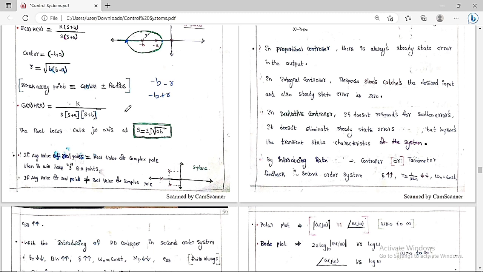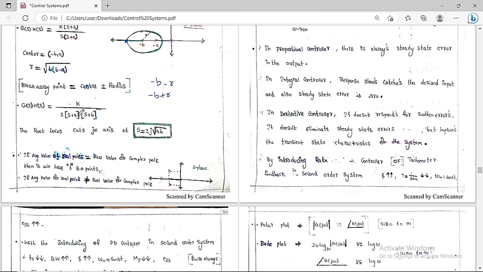Take the characteristic equation, which is 1 plus G(s)H(s) equal to 0. Then with the help of the RH criterion, figure out the K marginal, substitute the K marginal in the algebraic equation and then find the value of s. There we get the value of s at which the root locus is going to cut the imaginary axis. That is the standard procedure. But it will take a lot of time.